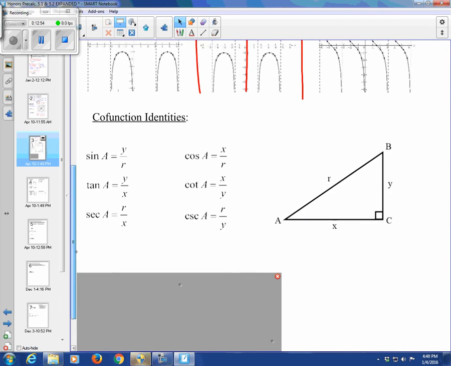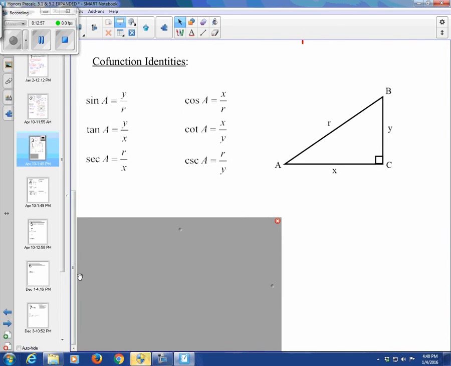So moving on, we can move on to our co-function identities. Now right here we've got a reference triangle with an angle of perspective A. So there's the angle perspective A in our reference triangle. Now right here we can go through and define our trig functions for that reference triangle. But what if we were to change the angle perspective from our angle A to our angle B? When we look at our triangle from angle A, we can say that the y value is the opposite, or the y length is the opposite length, and that the x is the adjacent.